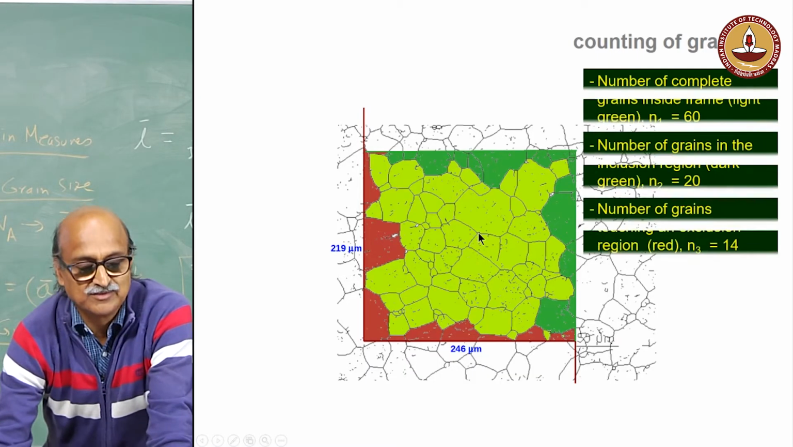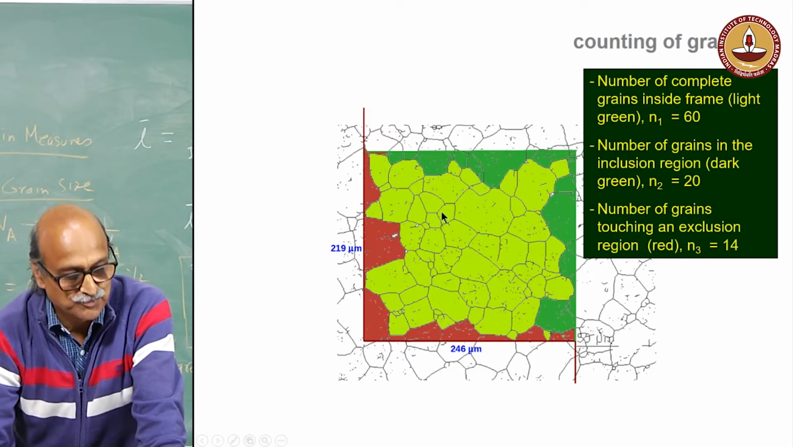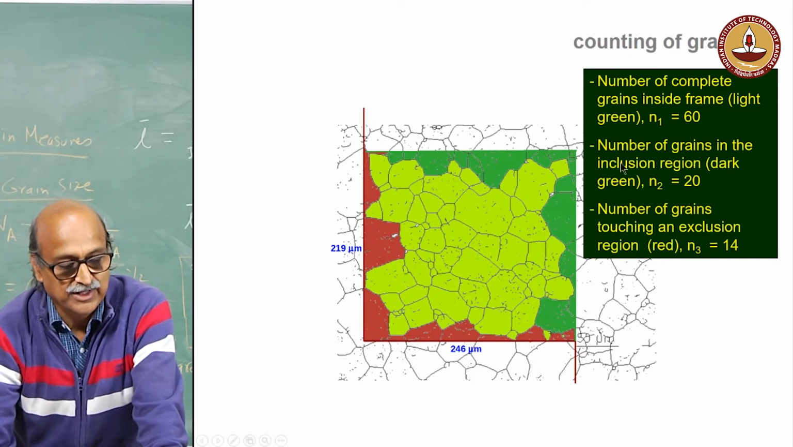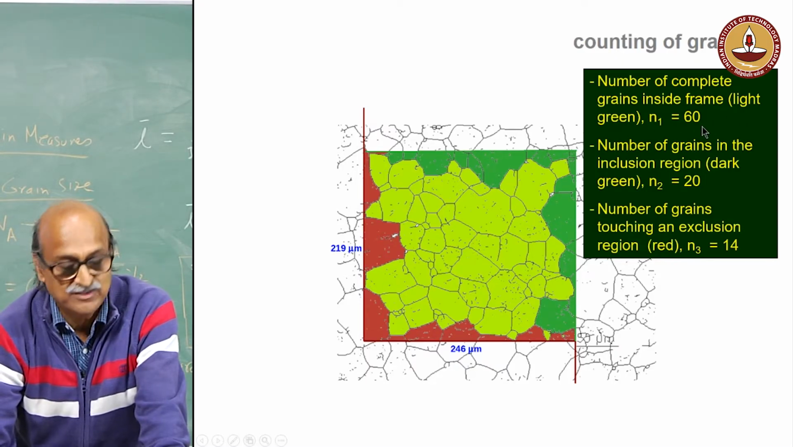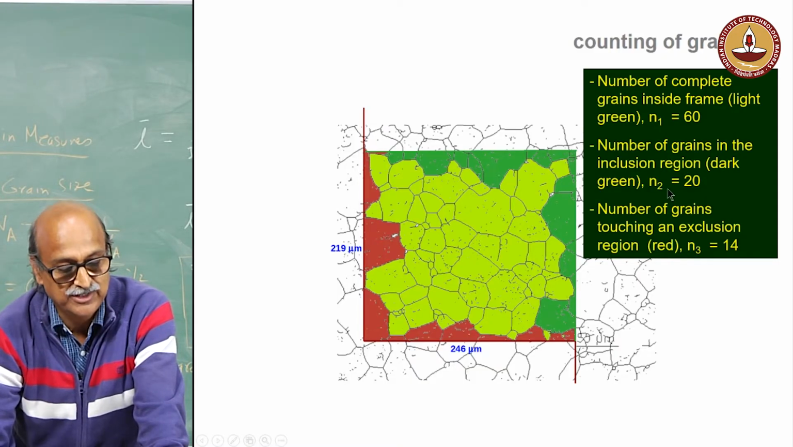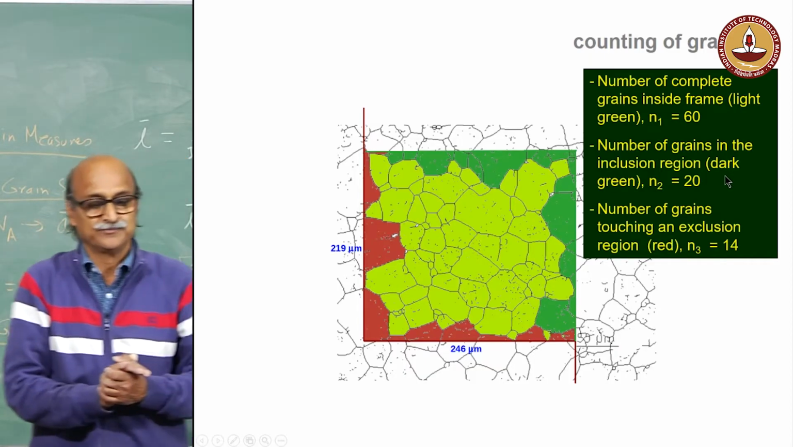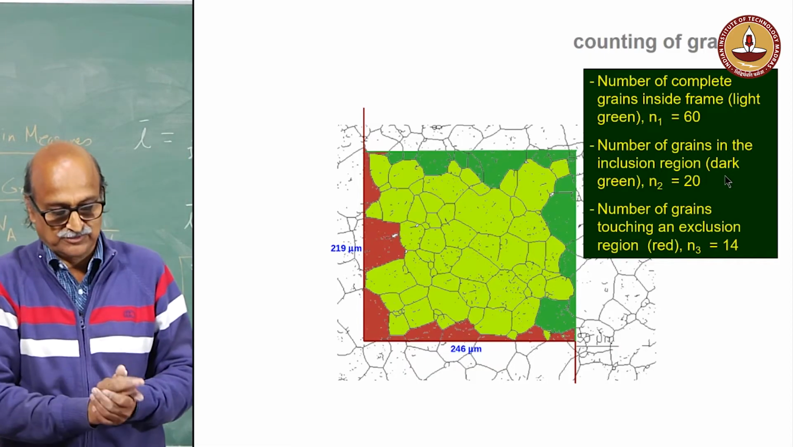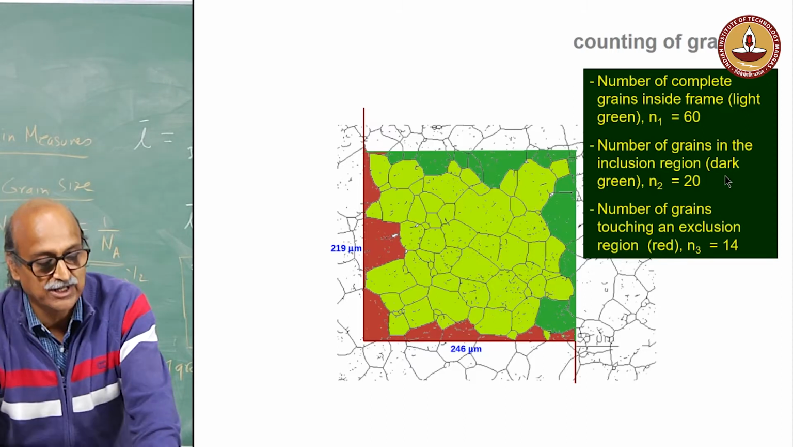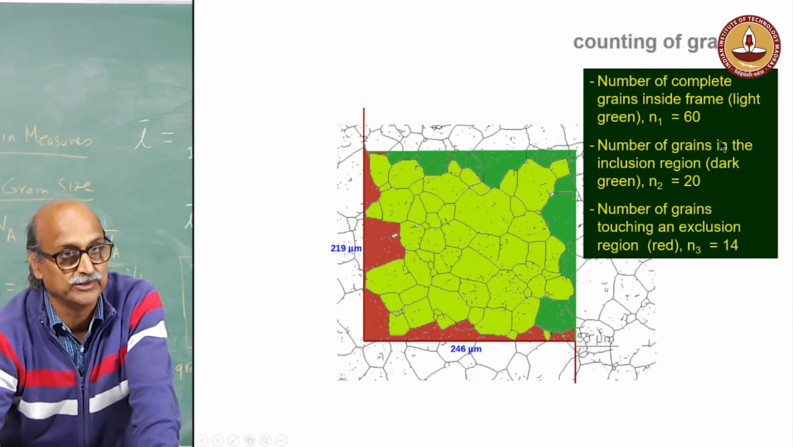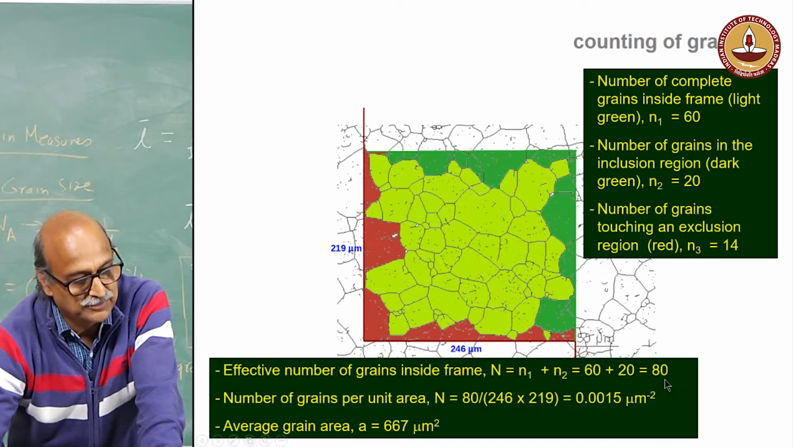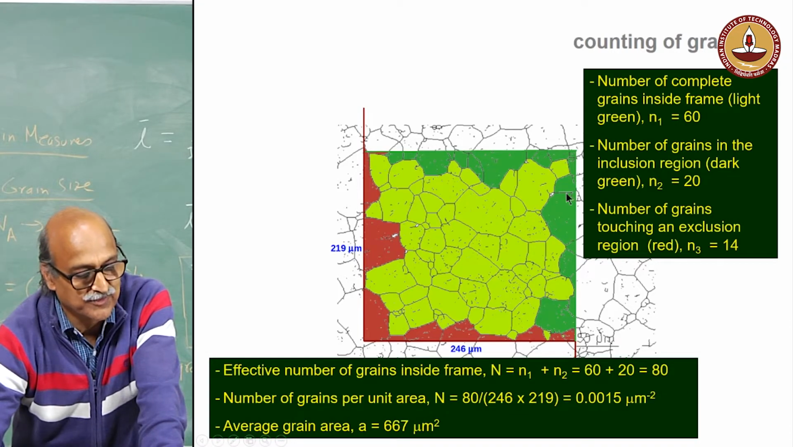Going with this, for this particular area, the number of complete grains inside the frame, which are light green, is 60. The number of grains in the inclusion region, dark green, is 20. The number of grains touching an exclusion region, the red ones, N3, is 14. So, 14 I will not count, but I will add 60 and 20 together to get a total effective number of grains as 80.